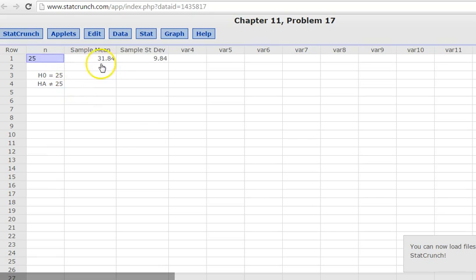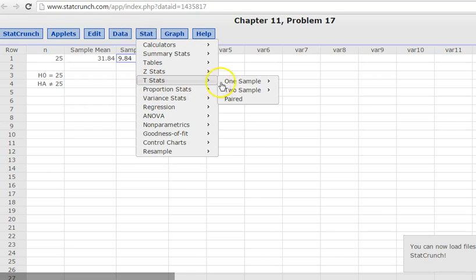We have our sample size, or N value, which is 25. We have our sample mean, that is 31.84, and we have a sample standard deviation of 9.84. We solve this very easily in StatCrunch. We go Stat, T Stat, one sample with summary.